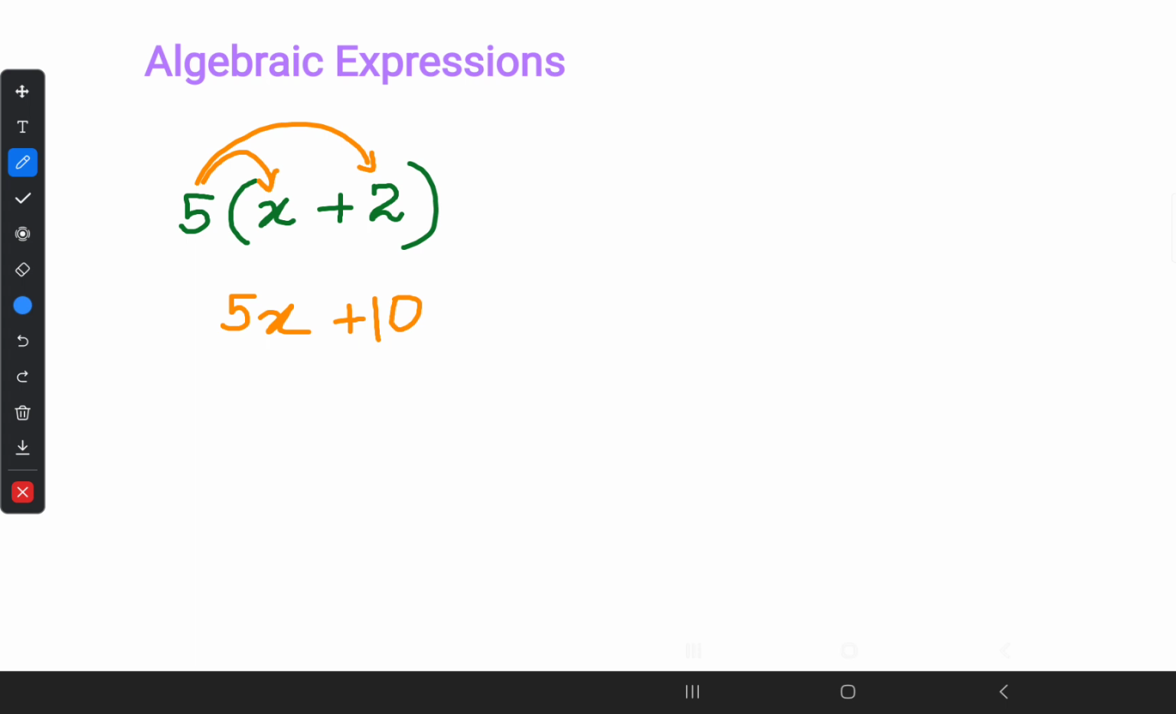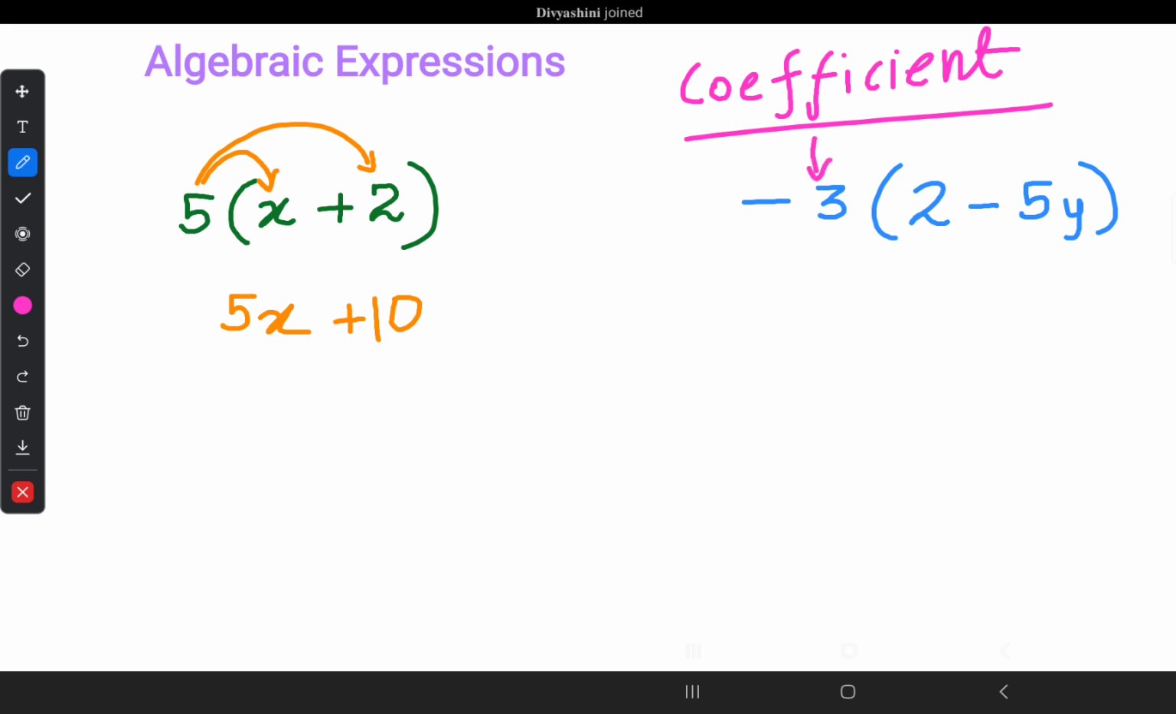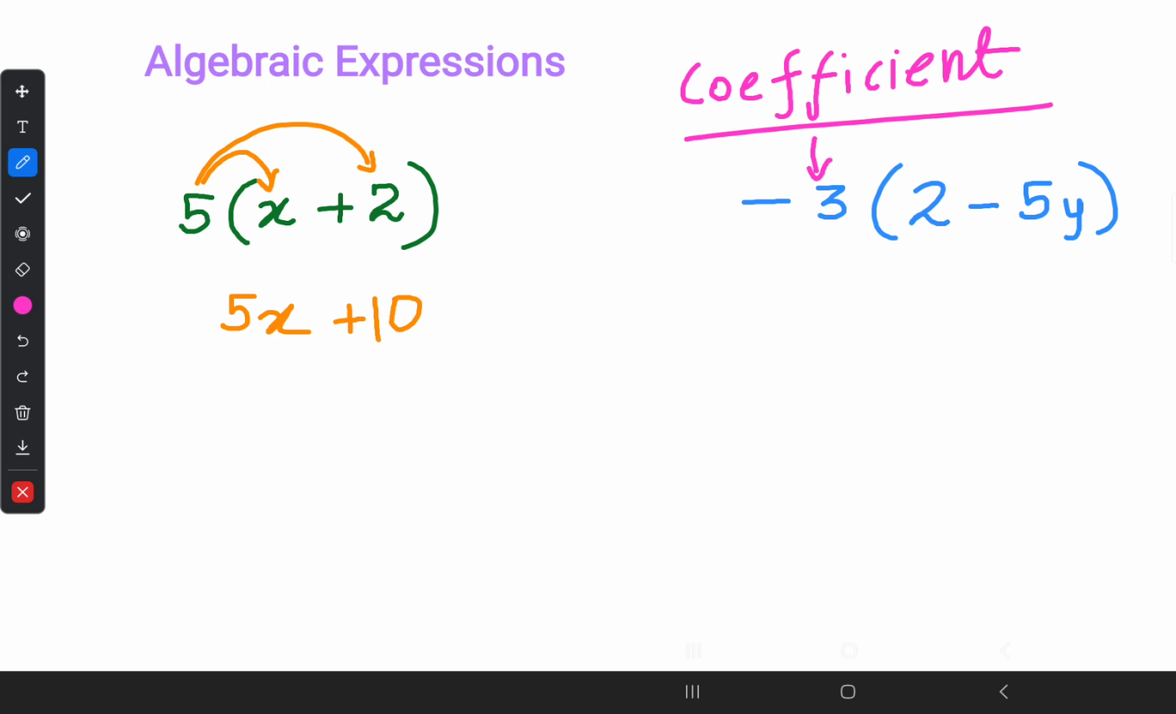One more. When we have negative 3, inside the bracket 2 minus 5y, when you need to expand this, do the same as before. Here there is a coefficient. The number located before these brackets is called the coefficient. This is the keyword. We are going to discuss questions under this coefficient. So by using these coefficients, we are going to expand this expression.